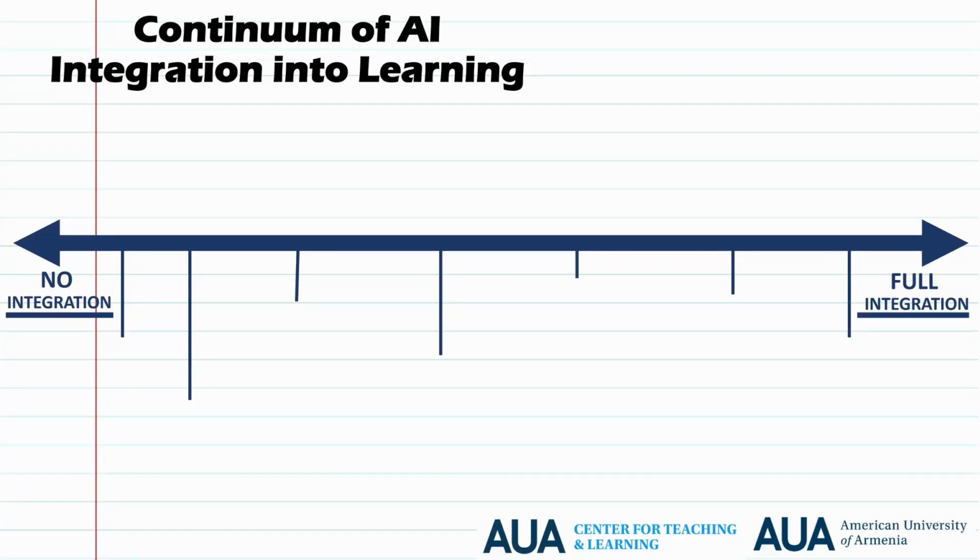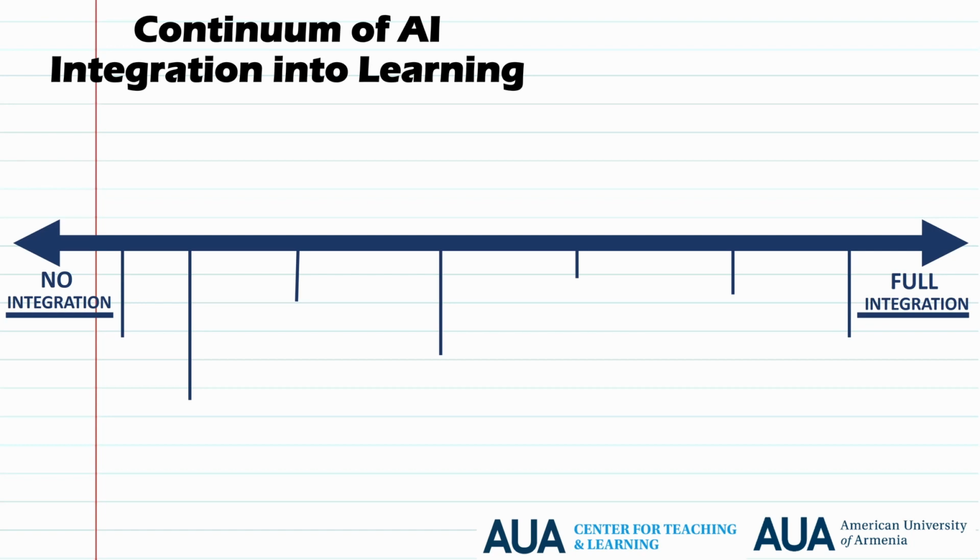This video addresses the important issue of actually integrating AI into the classroom. The most important thing to really grasp is that it isn't an all or nothing type of thing. In fact, there's a huge continuum of different ways and different levels that AI can be integrated into the classroom. This is the overall continuum of AI integration into learning.